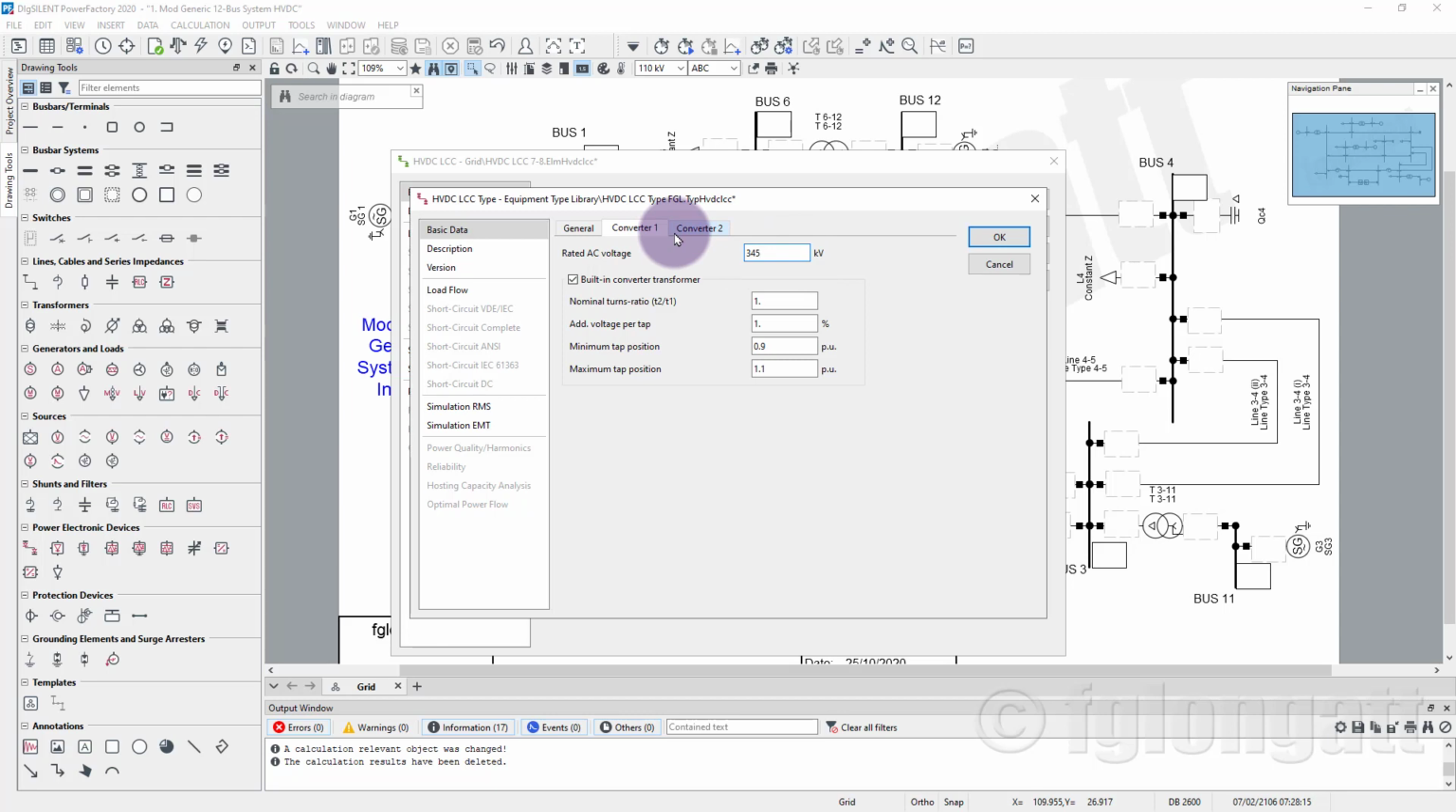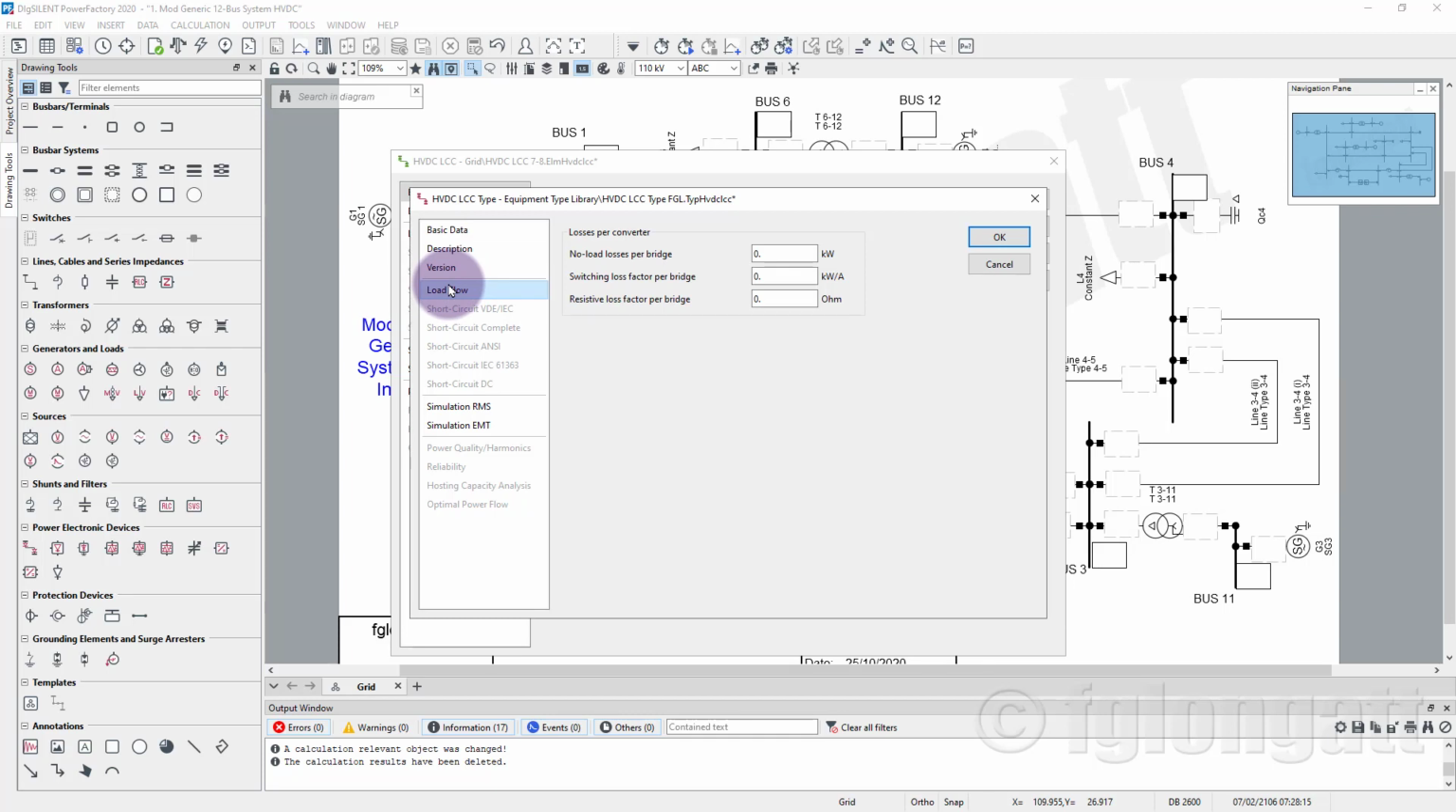Remember, this system is connected to 345 kV on the AC side, okay? And what I am doing right now is defining the rated voltage for this converter, and we will keep 1000 megawatts as the rated power of the converter station, okay? We are using a 1000 megawatt converter station, converter 1, converter 2, and both sides are defined by 345 kV.